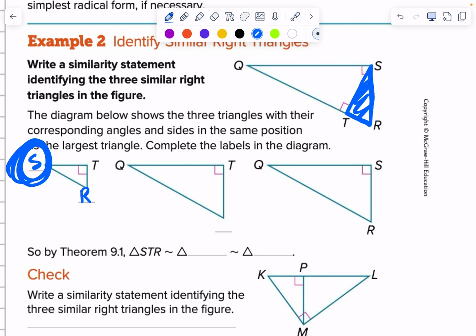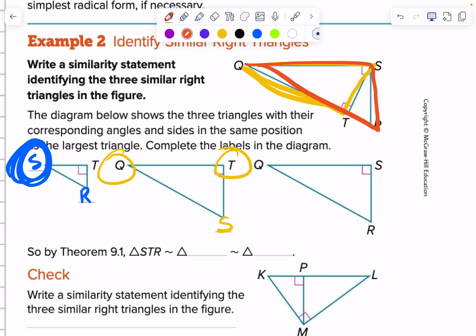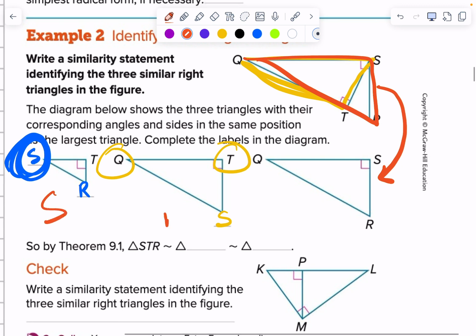Okay. The medium-sized one, I'll do a different color, is this guy right here. This guy's T, this guy's Q, this one is S. Perfect. The overall big one is in the position that he is down here, so SRQ. That's what he is, right? Got it? So, we have a small, we have a medium, we have a large.